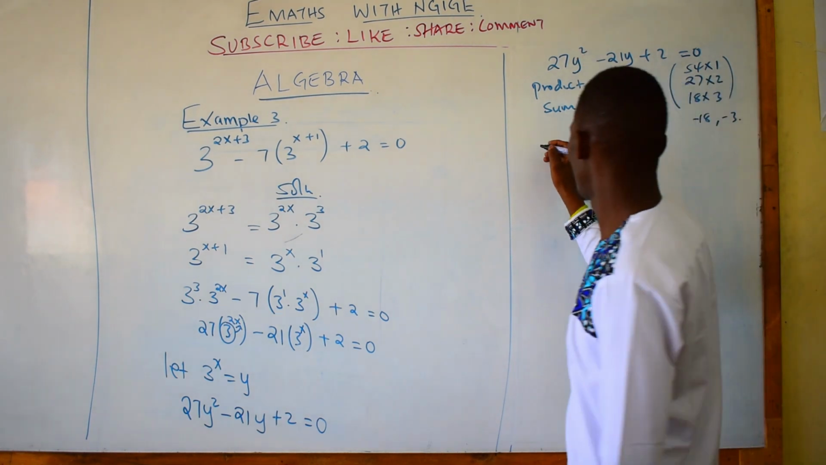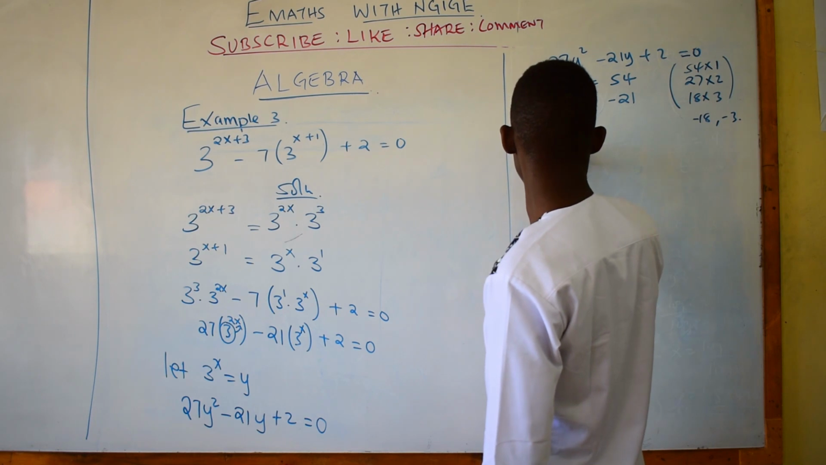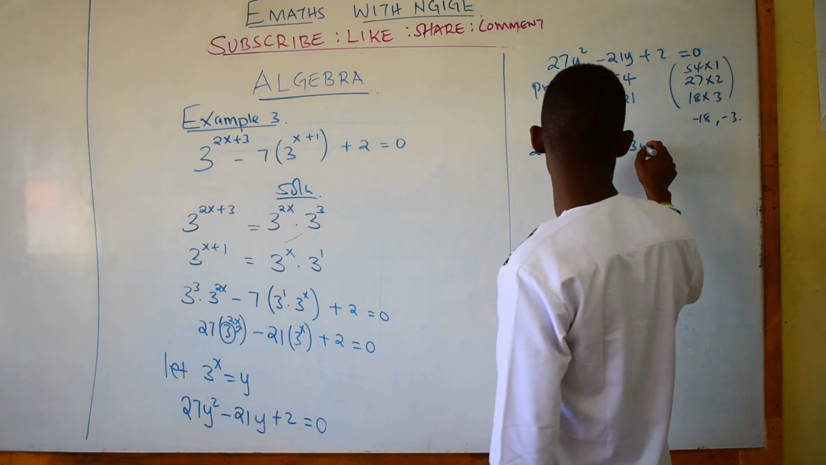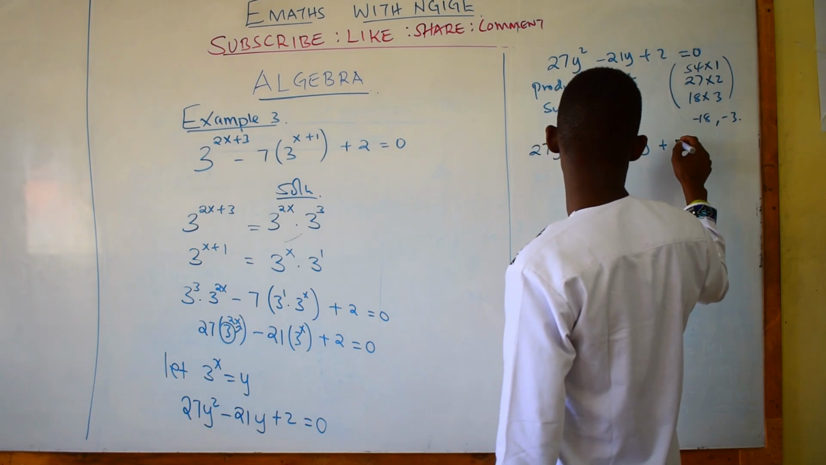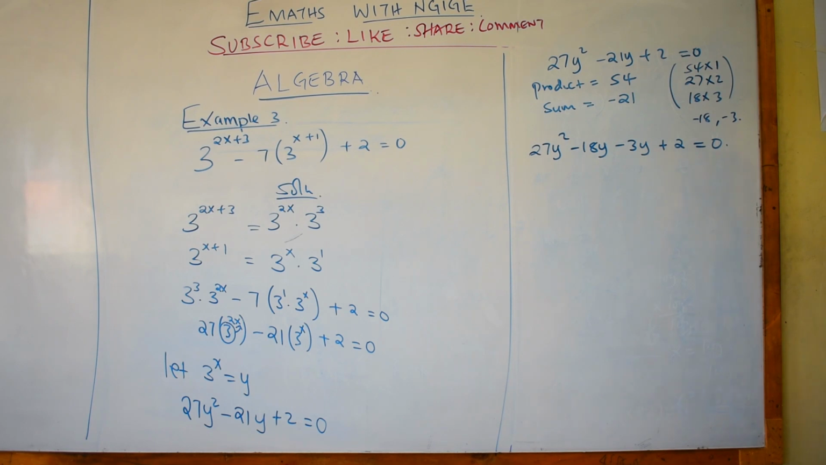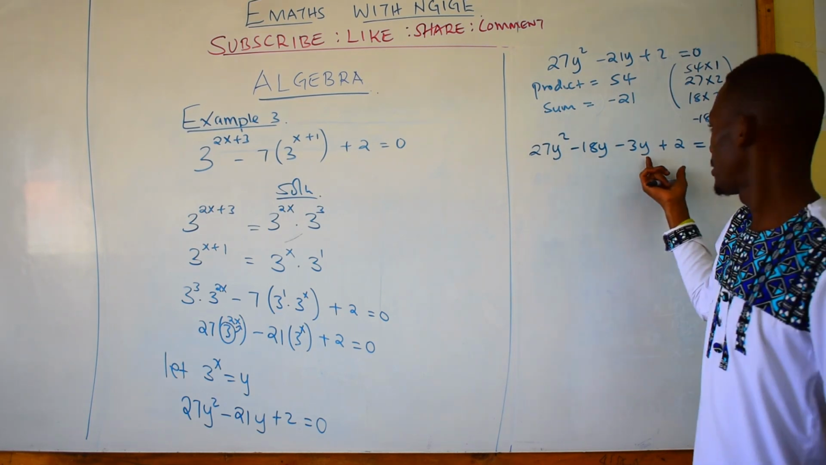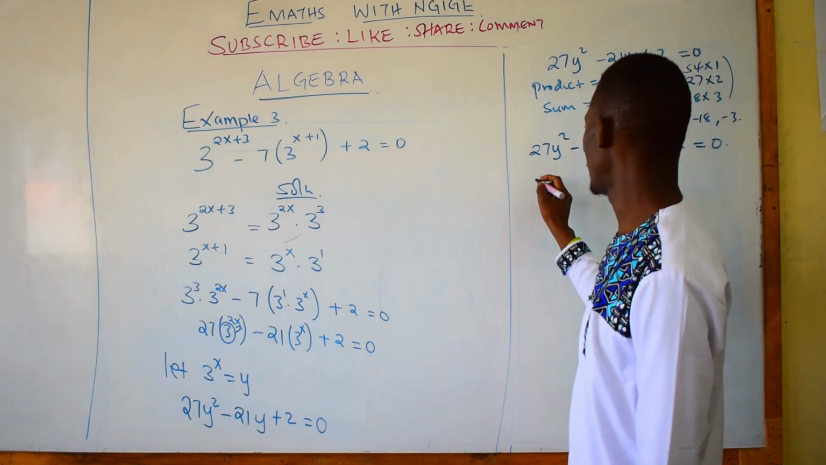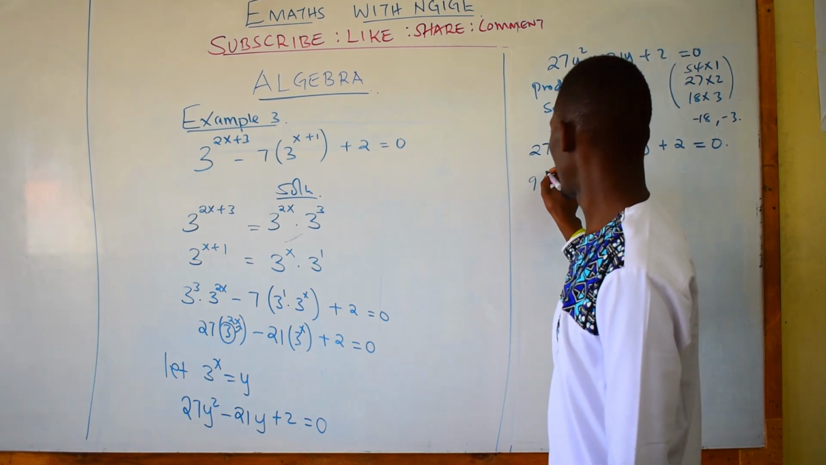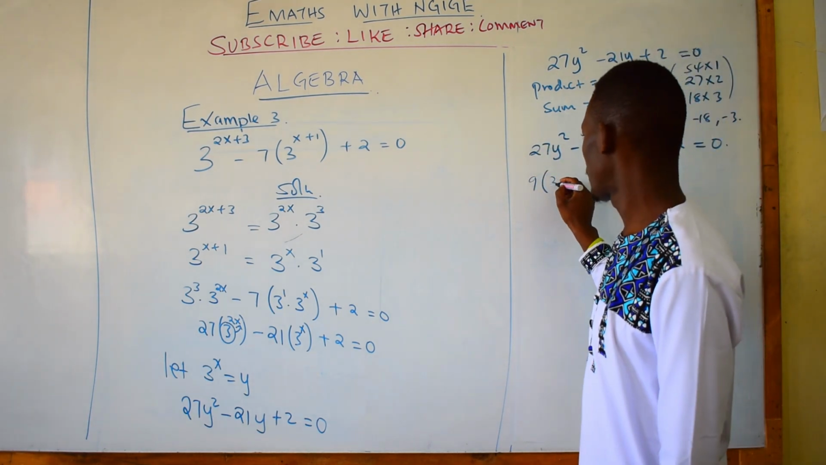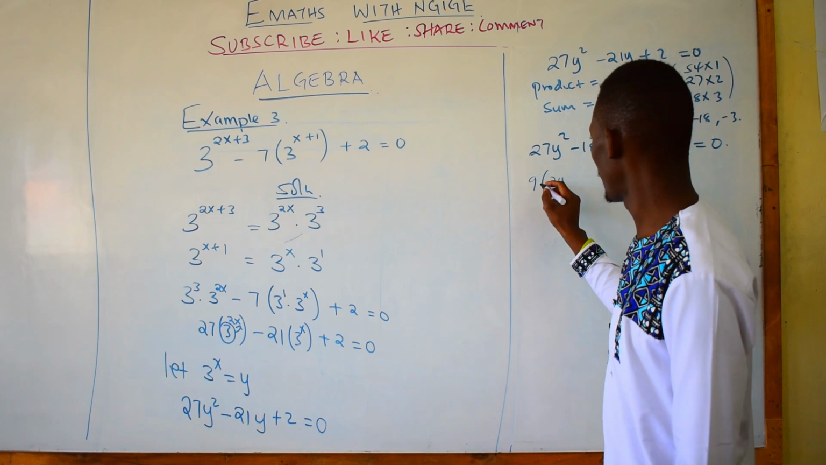Now let's rearrange our equation. So 27y² − 18y − 3y + 2 = 0. Now take two terms and pair them, this pair and this pair. What is common between these terms? You can agree that 9 is common. 9 goes into 27 how many times? 3. Then we remain with, okay, we'll have a y here also.